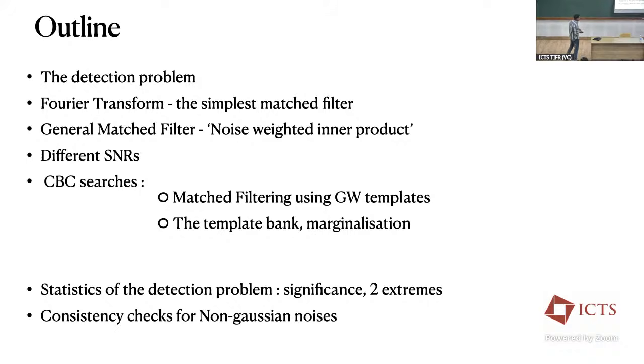I will show how we do matched filtering using gravitational wave templates. Then I will introduce the template banks and how to do this search at low latency, meaning finding that signal much faster using something called marginalization. Then I will discuss the statistics of the detection problem, significance, and finally, I will just introduce the consistency checks when there are non-Gaussianities present in the noise.